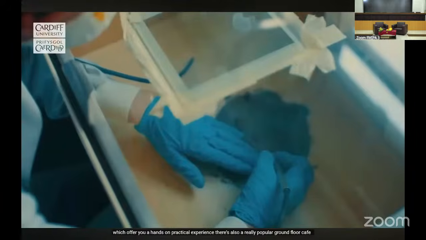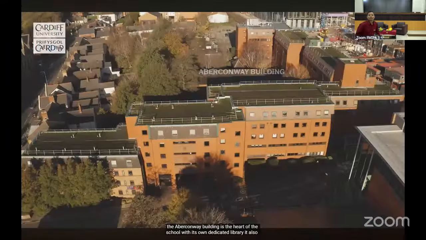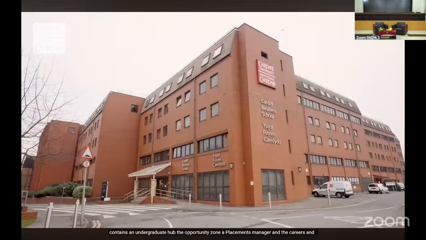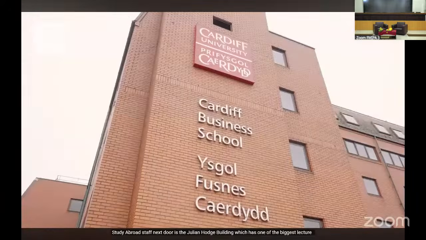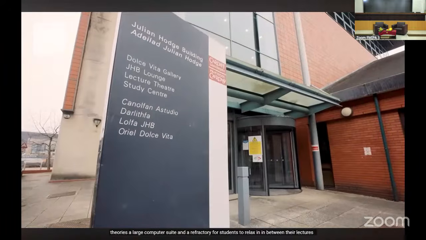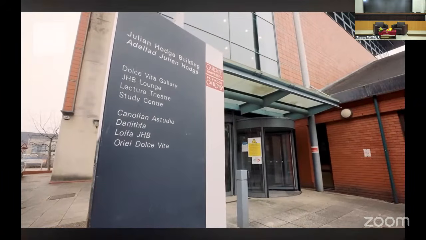school, our biggest academic school. The Aberconwy Building is the heart of the school with its own dedicated library. It also contains an undergraduate hub, the Opportunities Zone, a placements manager, and the Careers and Study Abroad staff. Next door is the Julian Hodge Building, which has one of the biggest lecture theatres, a large computer suite, and a refectory for students to relax in between their lectures.